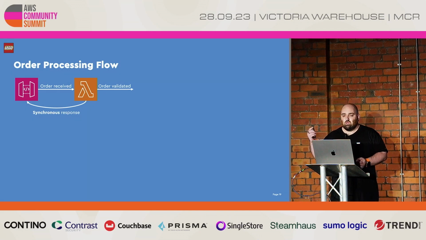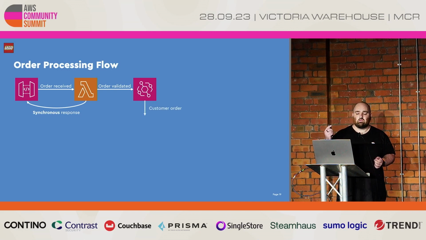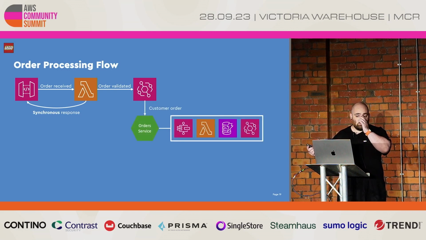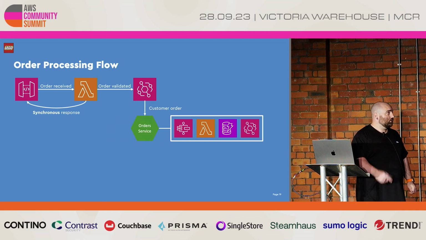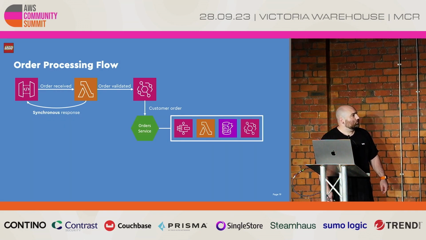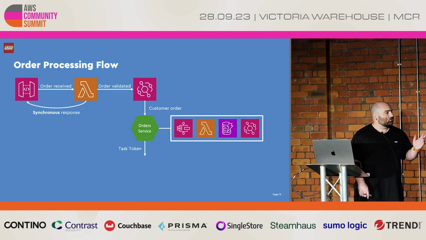So once that order's validated, we send out the event, and that customer order event will go to the order service where we'll run things like step functions and Lambda functions. We'll use DynamoDB to store things. We'll use EventBridge. And we also use these things called task tokens.